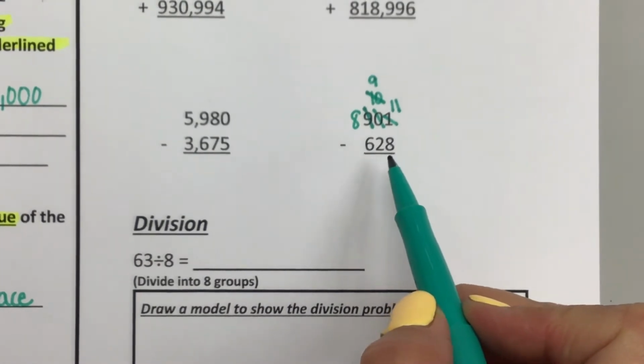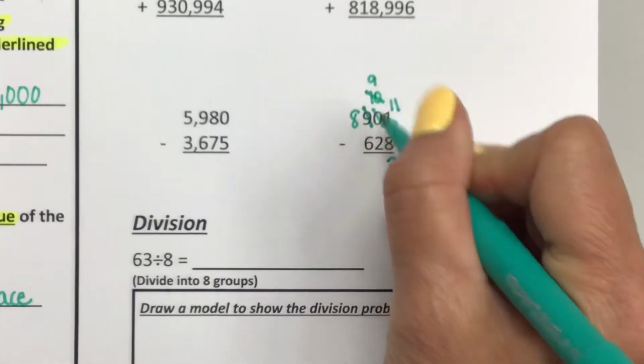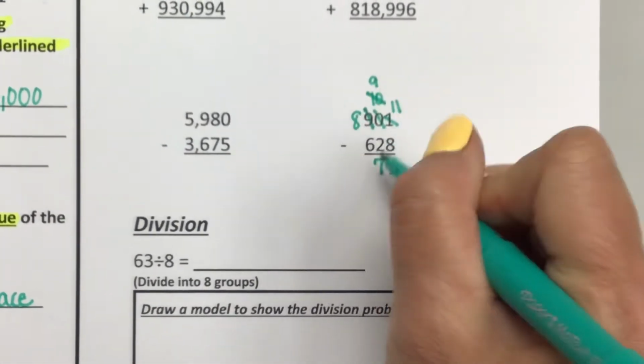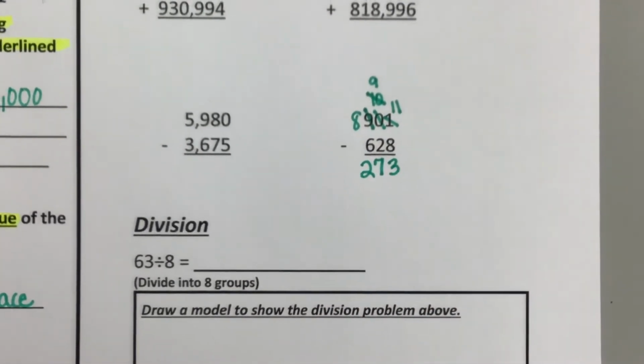Okay, are you with me, girls? Okay, so now I can subtract. 11 minus 8 is 3, 9 minus 2 is 7, and 8 minus 6 is 2. So my answer is 273.